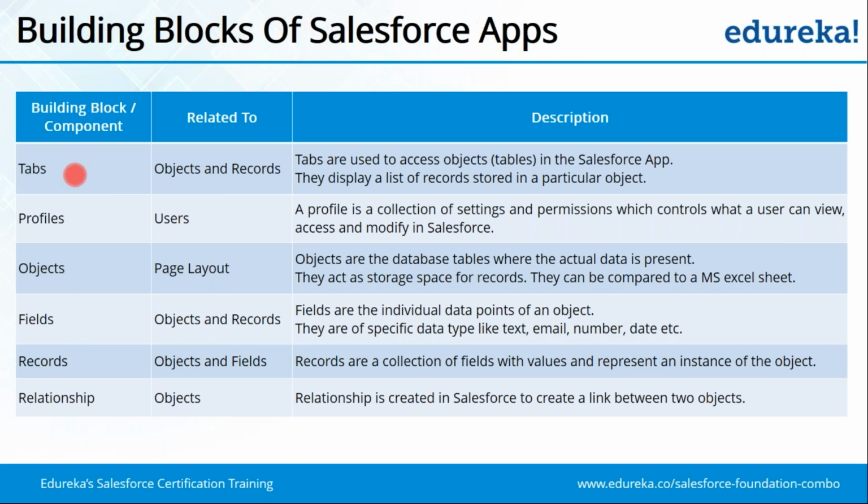Tabs are like shortcut links which can be used to access objects and customer records. In any Salesforce application, you can customize the tabs that you want to see and access. What about profiles? Profiles are the settings which are associated with each user. Profiles control what a user can view and modify in a Salesforce application. Using profiles, I can ensure that users who are assigned to a particular profile can only view and modify certain objects. Now that takes us to the next component, objects.